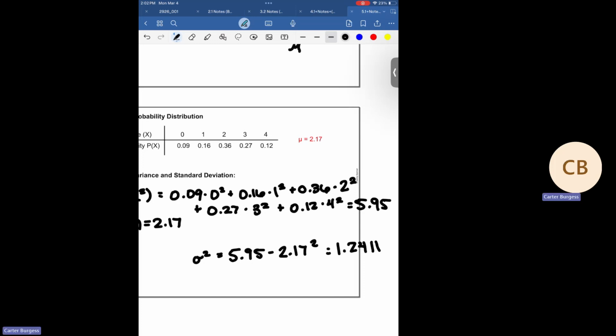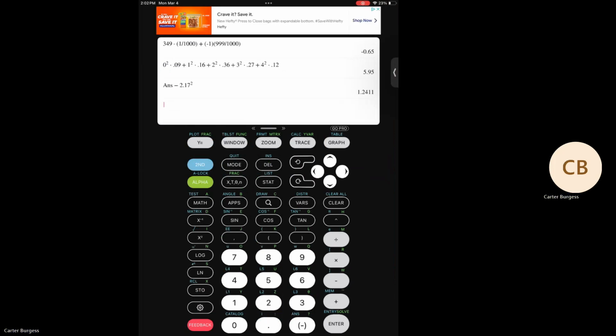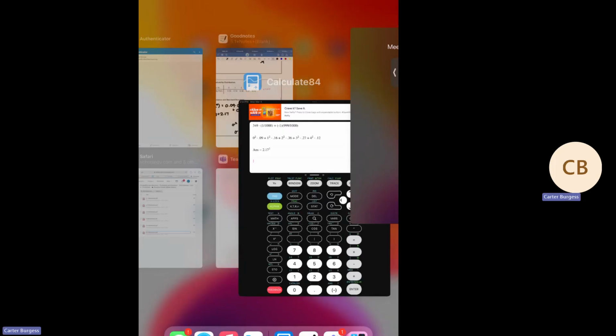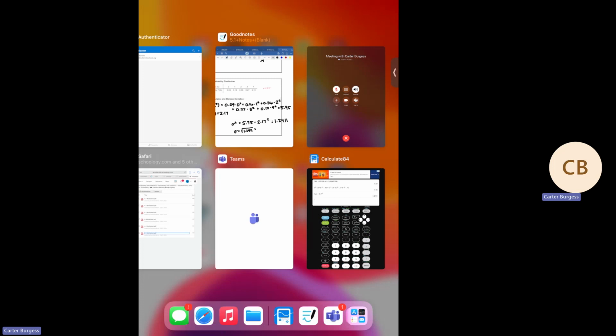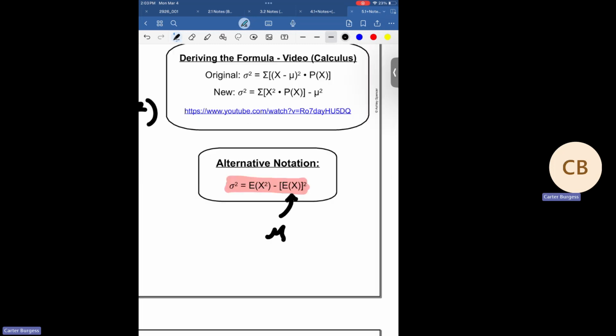We have our variance. How do I go from variance to standard deviation? Take the square root. Did 5.95 minus 2.17 squared? Yep. I didn't quite get that. Why did you do that? Because that's the formula. So we had the weighted average with the x squareds, the expected value of the x squareds, minus the mean squared is the variance. Okay. Yeah.